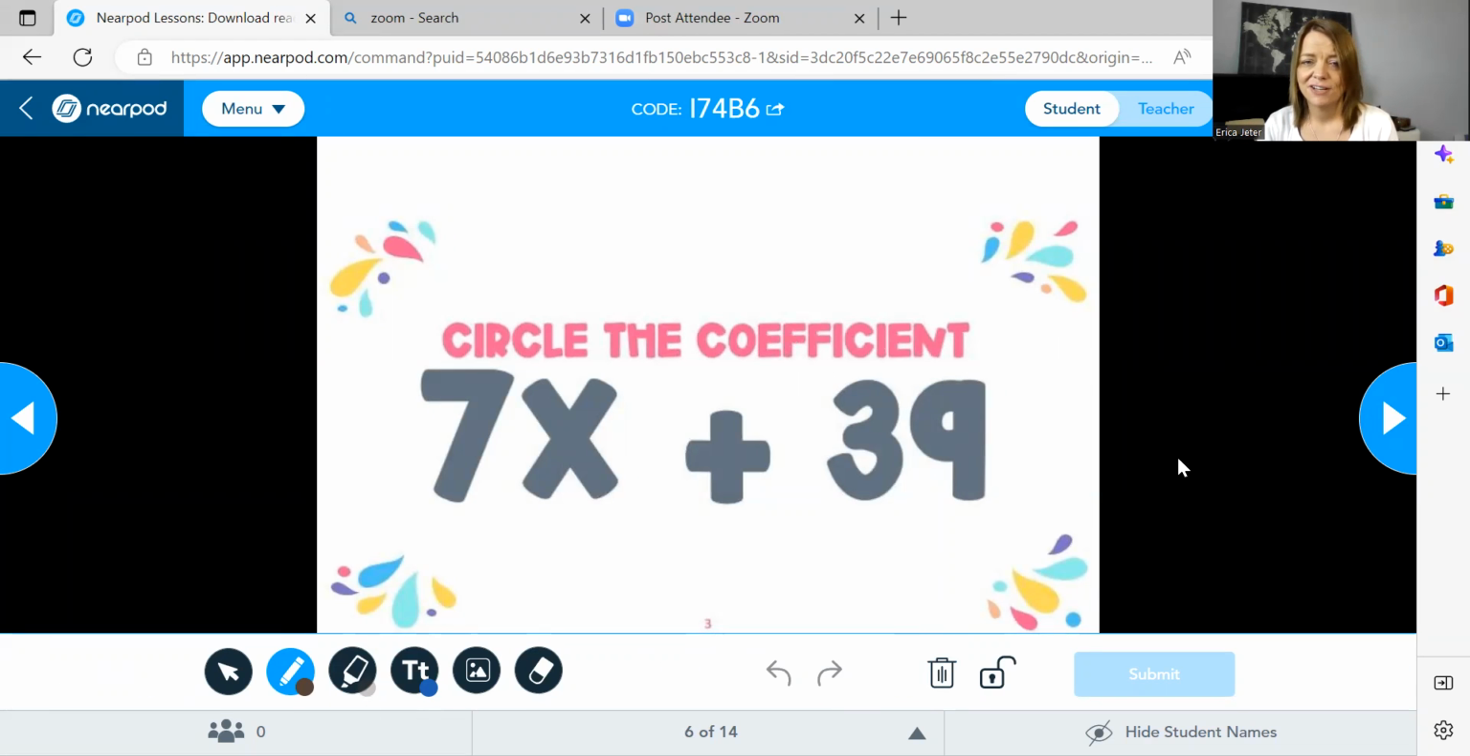Circle the coefficient. Circle the coefficient. This kind of goes with that first slide we did with the variable and how there's two parts of a term that go together, but they're not the same. So keep that in mind as you are sending me your chat with what you're circling for the coefficient. What are you identifying as the coefficient? Go ahead and circle that, and then send me a chat and let me know what you're picking.